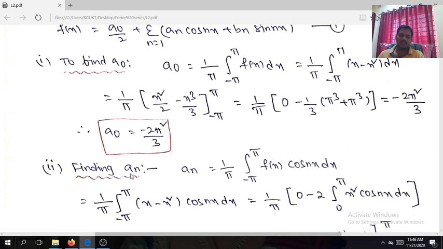Yes, calculation of a_n, or finding a_n. a_n is equal to 1 by pi integral from minus pi to pi f of x cos nx dx. Right, 1 by pi integral from minus pi to pi of (x minus x square) cos nx dx. Yes, next we go for the Fourier series expansion of the even or odd functions.